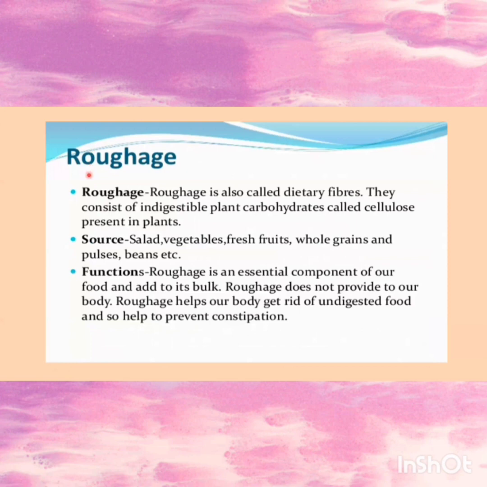Come to the next, that is roughage. It is also called dietary fibers. They consist of indigestible plant carbohydrates called cellulose present in plants. Sources are salad, vegetables, fresh fruits, whole grains, pulses, beans, etc. Functions: roughage is an essential component of our food and adds to its bulk. Roughage does not provide nutrition to our body. Roughage helps our body get rid of undigested food and so helps to prevent constipation.